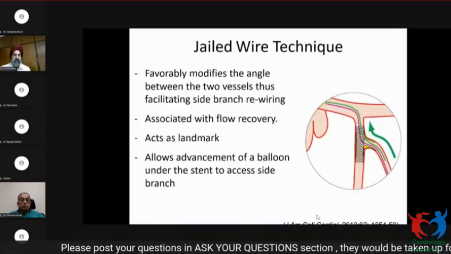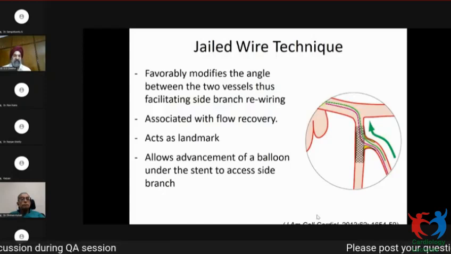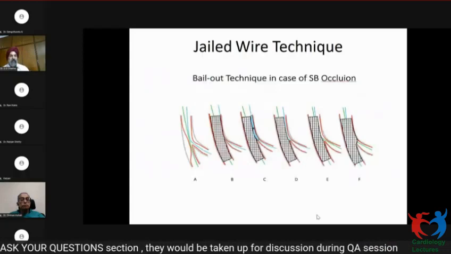It's very important to jail the side branch because it favorably modifies the side branch angle, and it facilitates re-entry in case the side branch closes down. It acts as a landmark and can help you advance the balloon under the stent in case the side branch is completely closed.